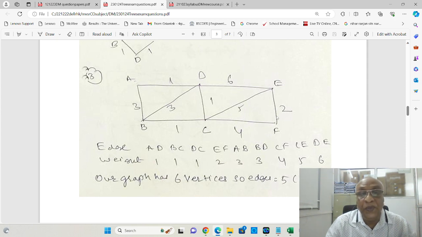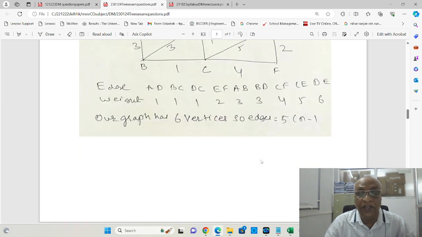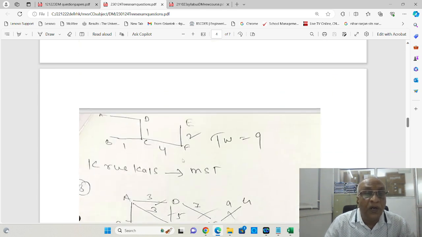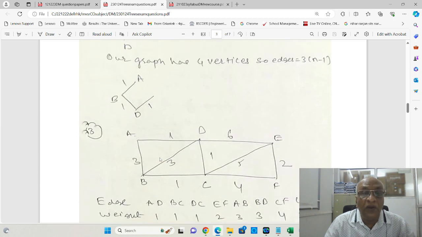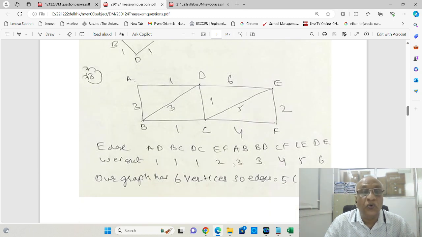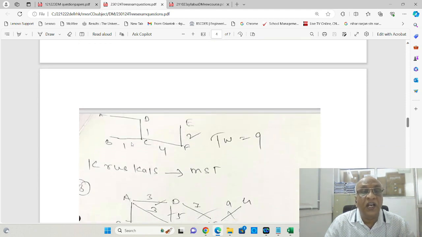Then I cannot go for AB because it will form a cycle. Can I go for BD? For that I need to check BC, which I have selected. Yeah, I can go for BD also. So 1, 2, 3. AB I am not going for. 4. Okay, BD. But have I selected BD? No. So it means I have not selected AB. I have gone for AD, BC, CD, CF and EF with total weight 9.